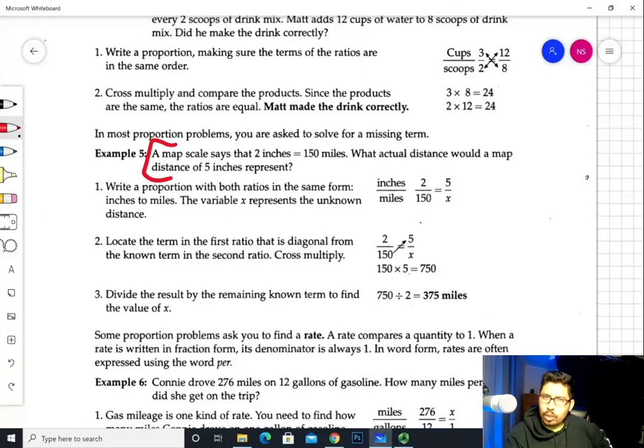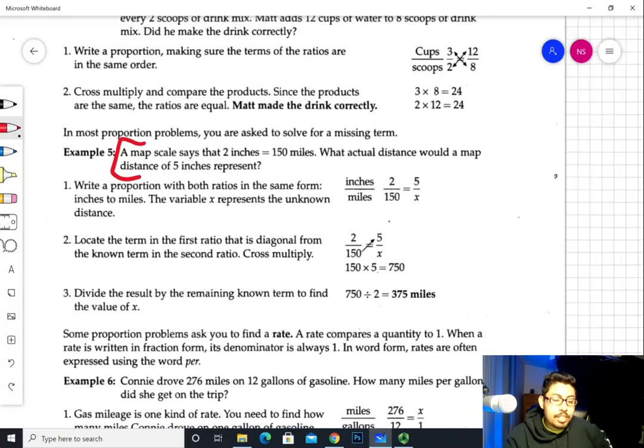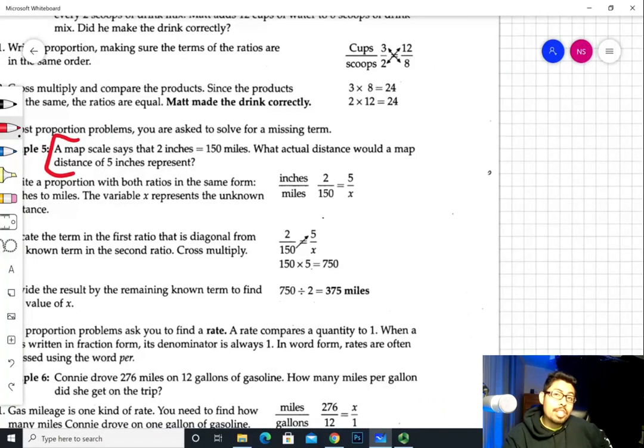Ooh, those word problems, man. Don't they just sound complicated? I know. But let's do this. A map scale says that 2 inches equals 150 miles. What actual distance would a map distance of 5 inches represent? So, what is my first ratio? They always give you one. A map scale says that 2 inches equals 150 miles.